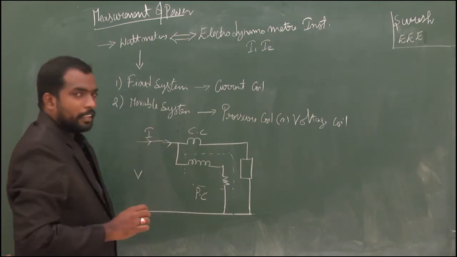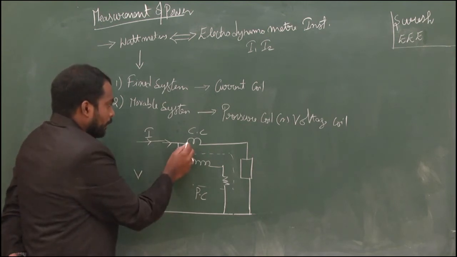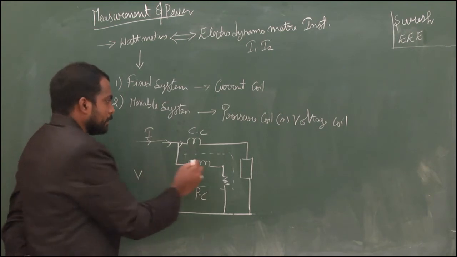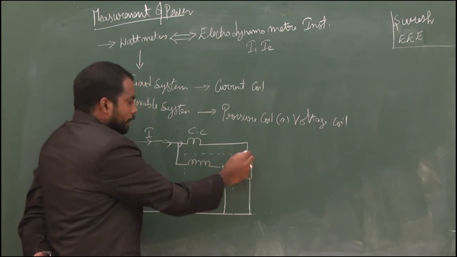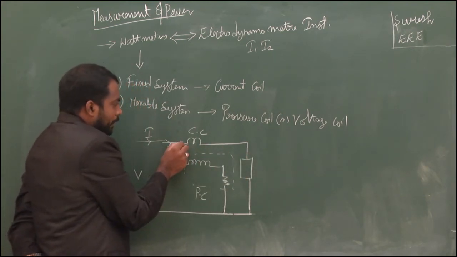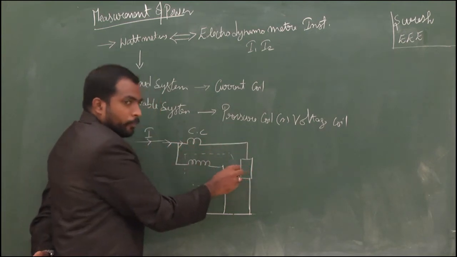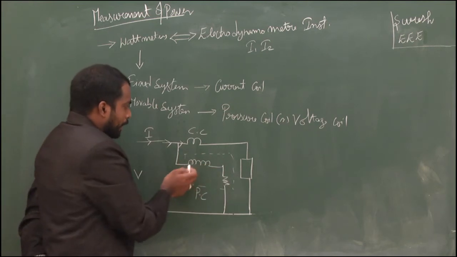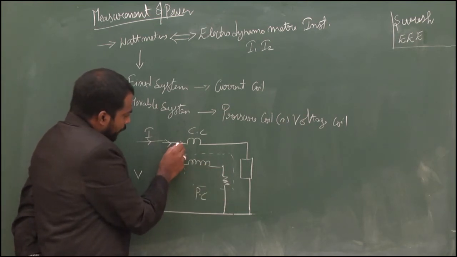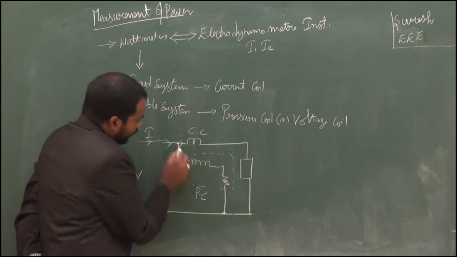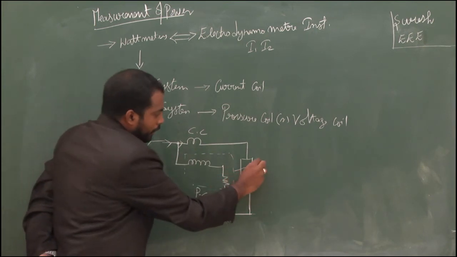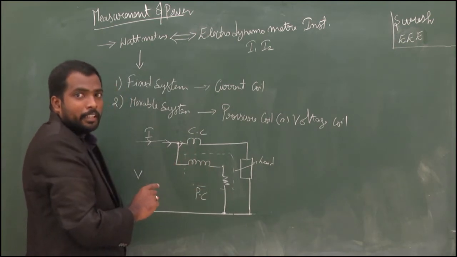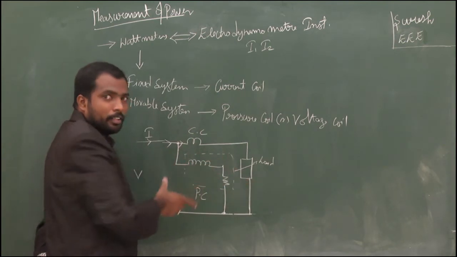Now you can see clearly in the diagram, the current coil is connected in series in order to measure the load current. It is a series connection with respect to the load. That means the current coil measures the total current through the load, whereas the pressure coil is simply connected in parallel to the load, so it measures the total voltage across the load.